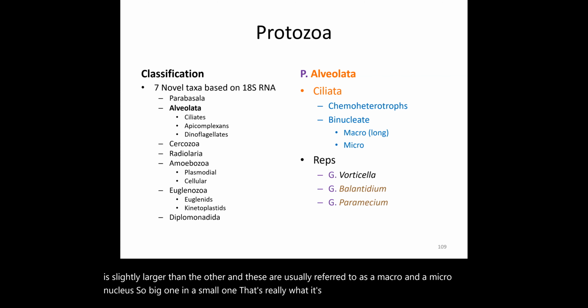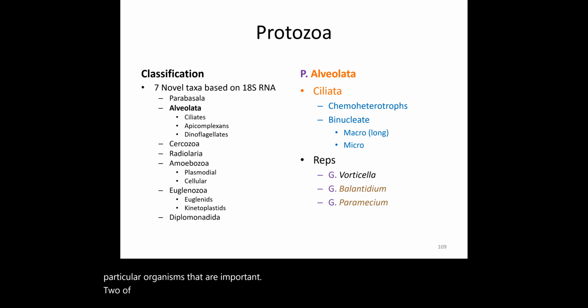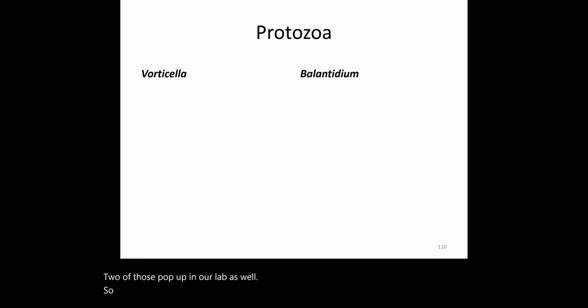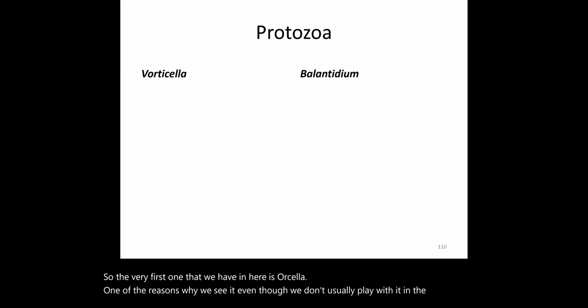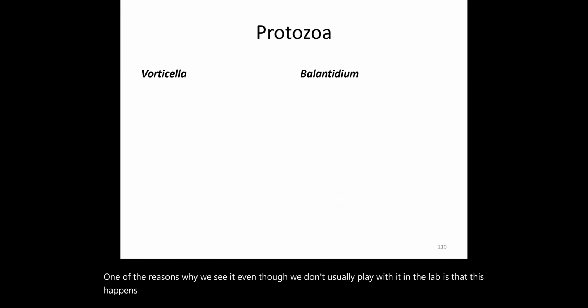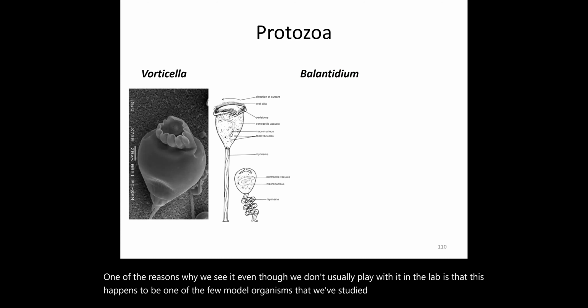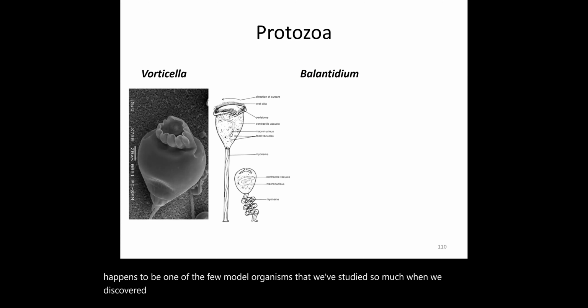There are three particular organisms that are important, and two of those pop up in our lab as well. The very first one is Vorticella. Even though we don't usually work with it in the lab, we see it because it is one of the few model organisms that we studied so much when we discovered this field in microscopes. It is probably one of the oldest in terms of being described, and how much information we really know about it.